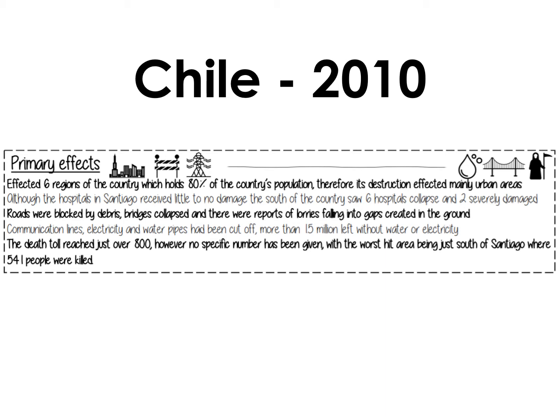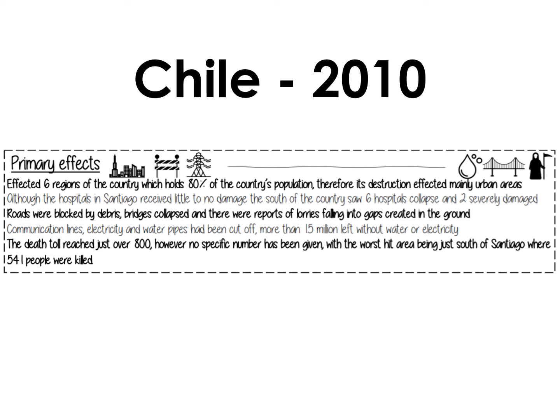So, the earthquake affected 6 regions of the country, holding 80% of the country's population. Its destruction affected mainly urban areas, towns and cities. Although the hospitals in Santiago didn't see much damage, the south of the country saw 6 hospitals collapse and 2 were severely damaged. Roads were blocked by debris, bridges collapsed, and there were reports of lorries falling into gaps created in the ground. Communication lines, electricity and water pipes have been cut off. More than 15 million people were left without water or electricity. The death toll reached just over 800.